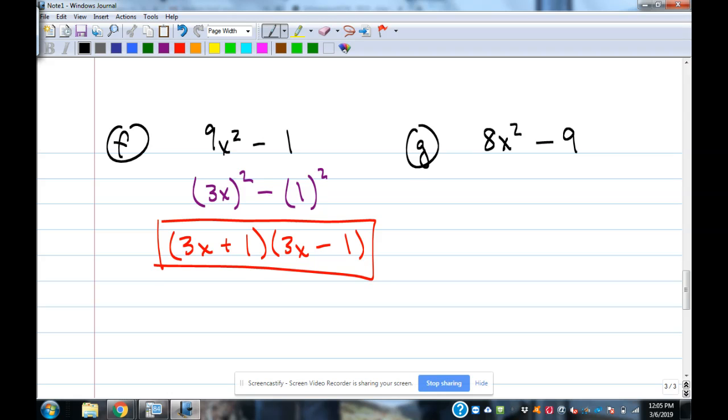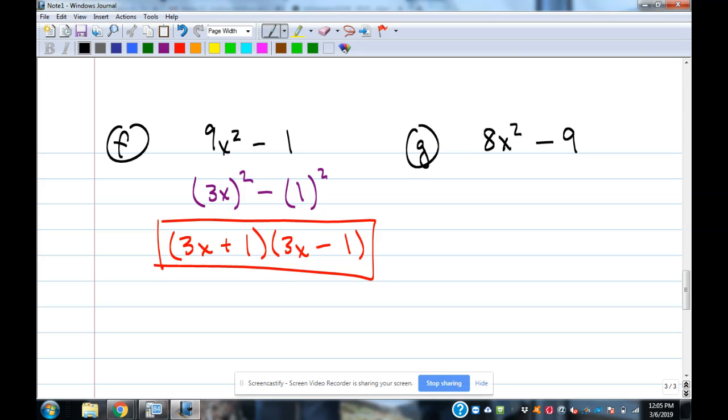Example G. Is it in descending order? Yes. All right. GCF across the whole problem? No. How many terms? 2. Minus sign in the middle? Yes. So it could possibly be a difference of squares.